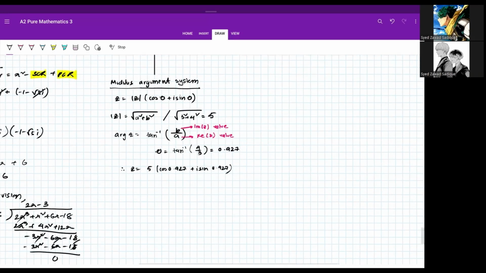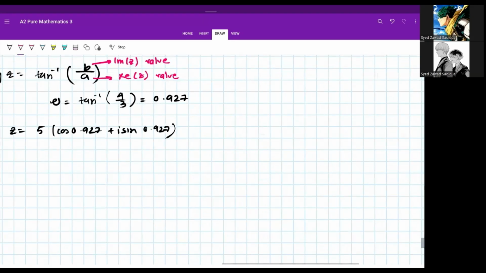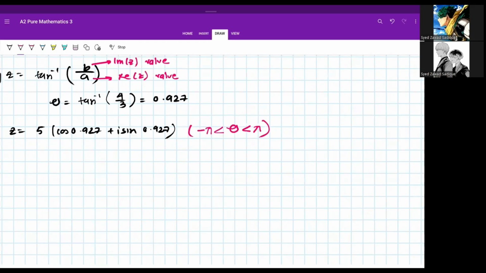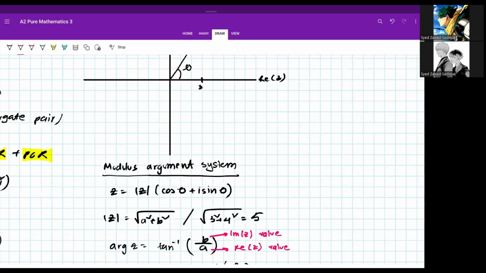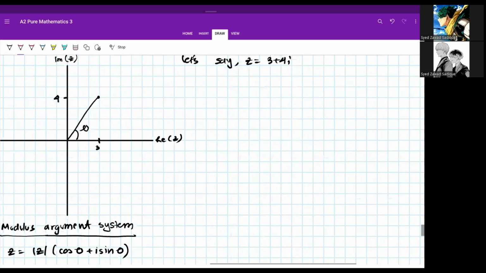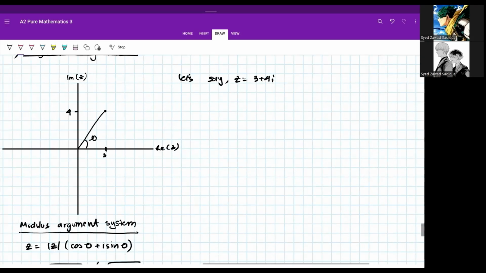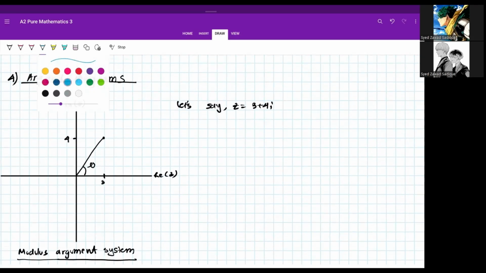One more note. The modulus argument system has a range from minus pi to pi for theta. Right. Let's say this is example 1.